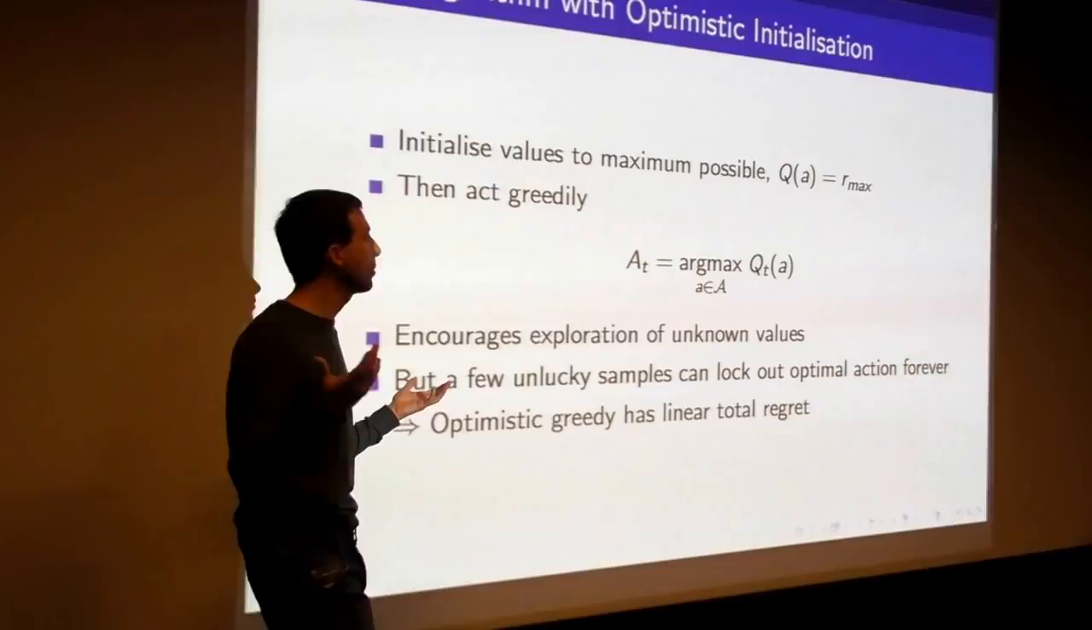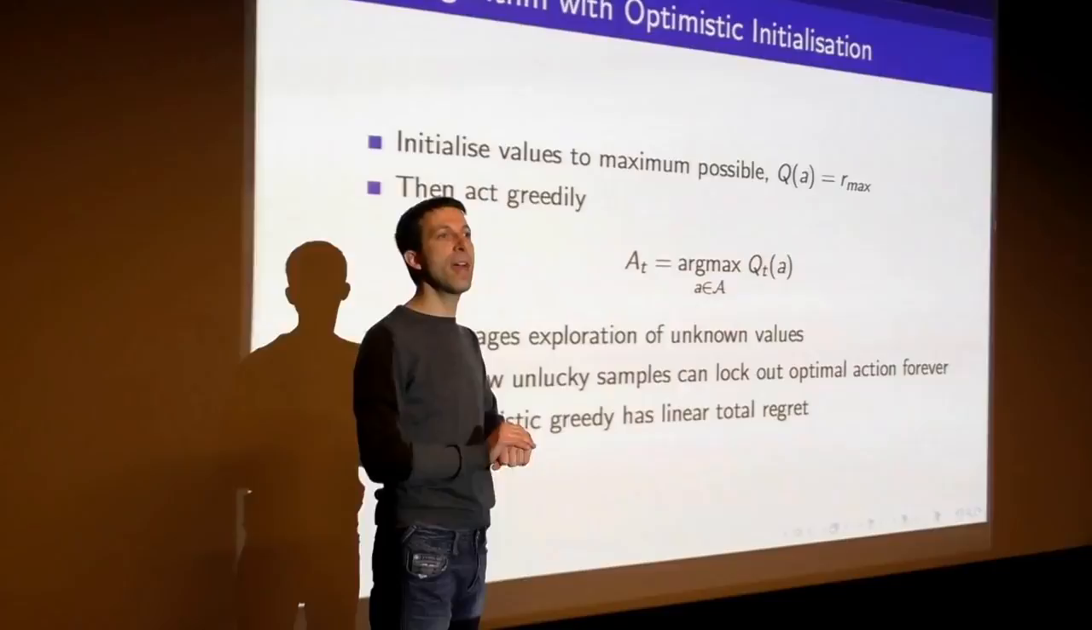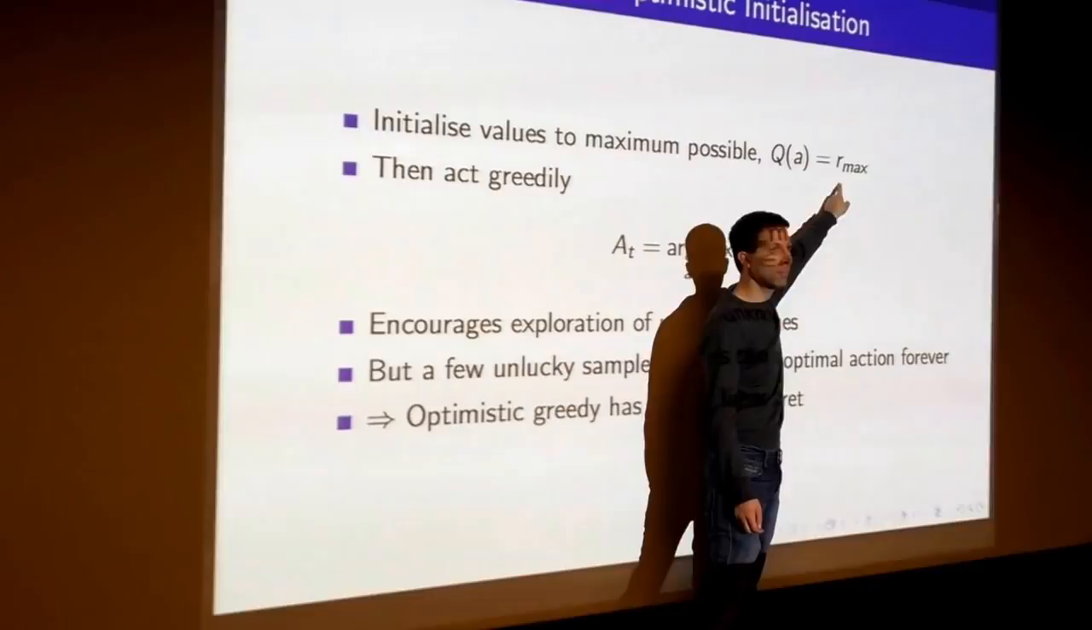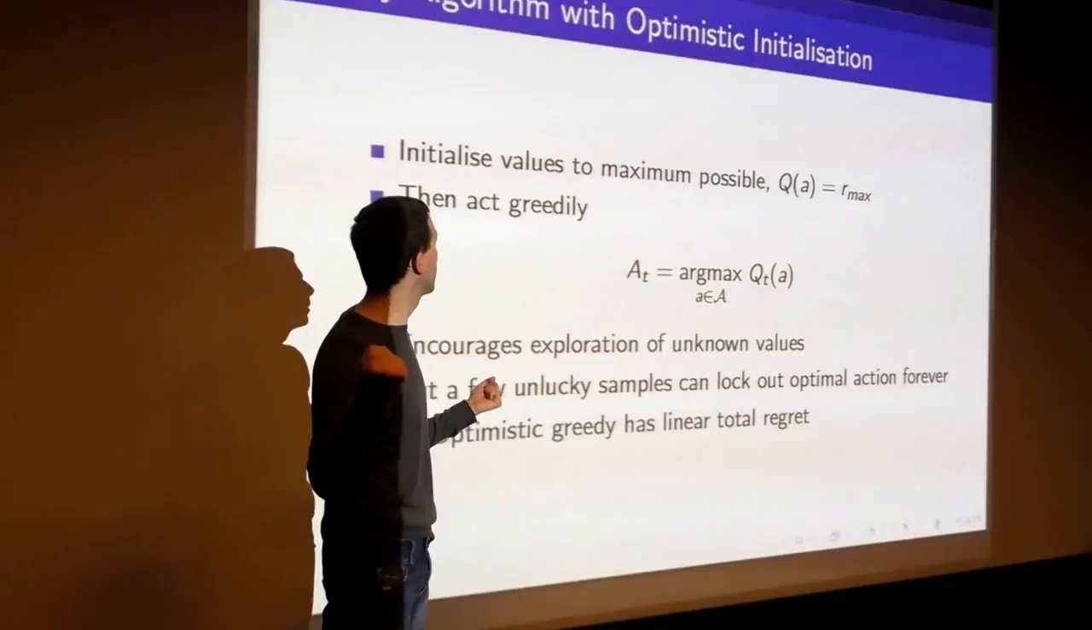So this is the simplest version we'll see of optimism in the face of uncertainty. We're not going to measure the uncertainty. We're just going to assume that everything is really good until proven otherwise. So we're going to assume that all of our actions pay out the maximum possible. For this algorithm, we need to know the maximum possible. For many of the others that we'll see, we don't. So if we know the maximum possible, then we just initialize all our estimates to that maximum possible, and then we act greedily from that point onwards.